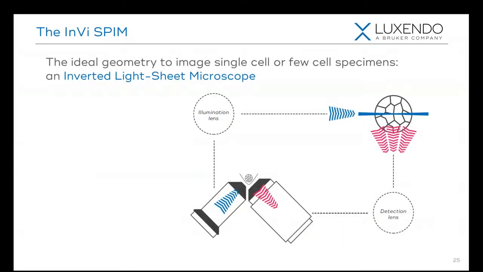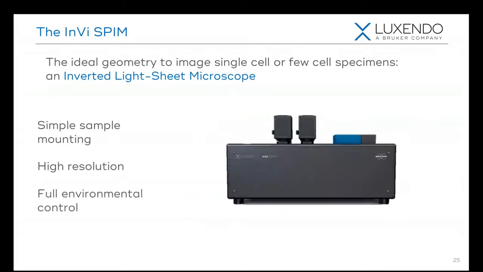The InVi microscope is an inverted light sheet, and I'm going to go into this in a lot more detail in the next couple slides. But here what we're showing is a single illumination lens and a single detection lens, and our sample sitting between these. We really designed this with a couple things in mind: very simple sample mounting, a very high resolution light sheet microscope, and the ability to have full environmental control. I'm going to touch on these in the following slides.